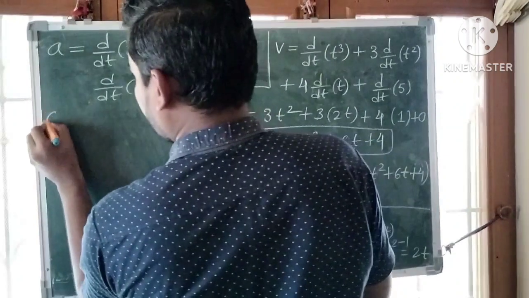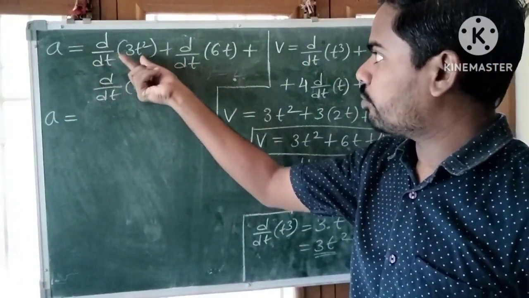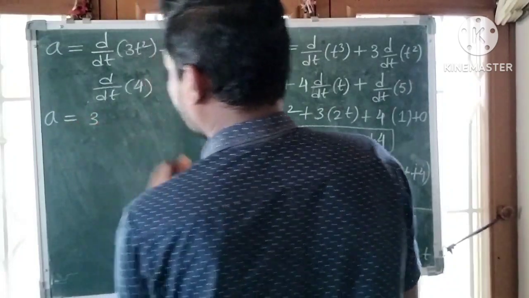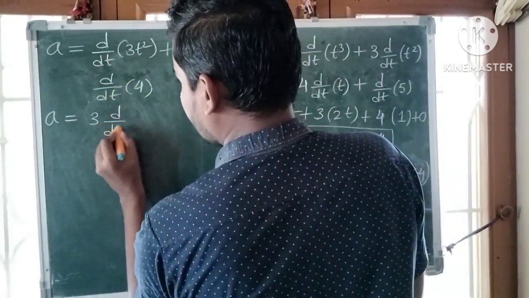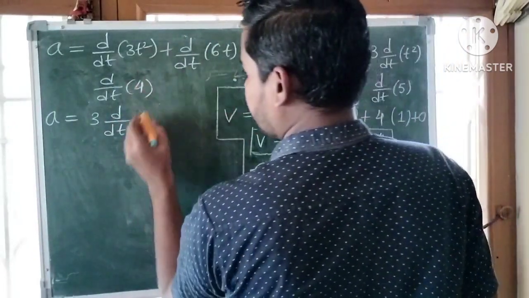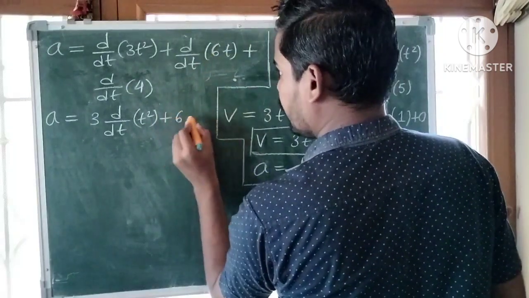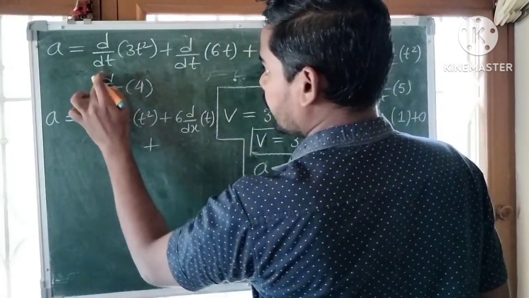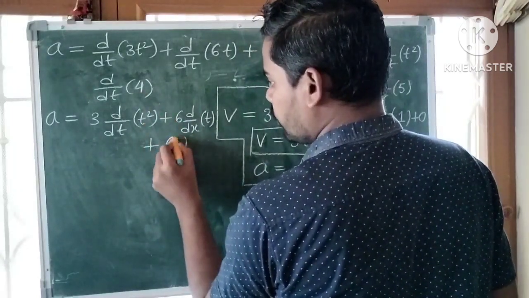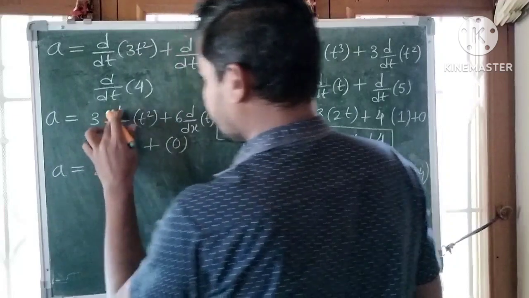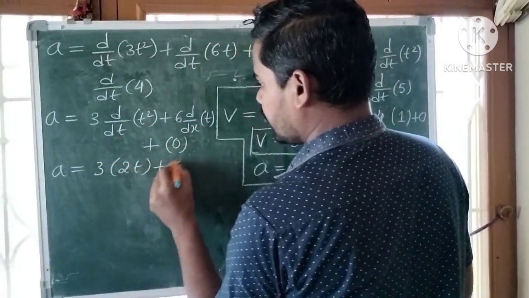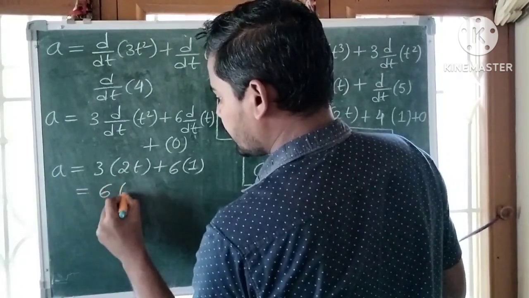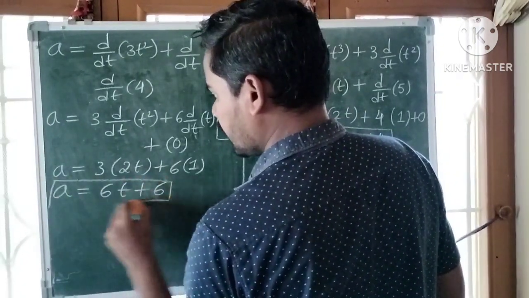Now, for the derivative of a product of constant and variable, 3 is a constant, so take 3 out of the derivative: 3 times d/dt of t^2, plus 6 is a constant, take 6 out: 6 times d/dt of t, plus the derivative of a constant, which is 0. The derivative of t^2 is 2t, and d/dt of t is 1, so 6 times 1. So a = 6t + 6. This is the equation of acceleration.